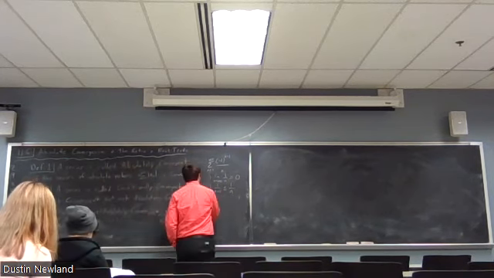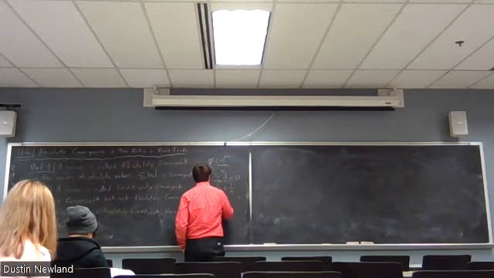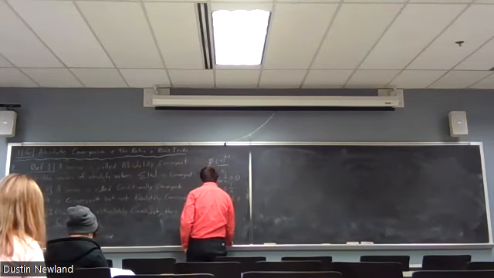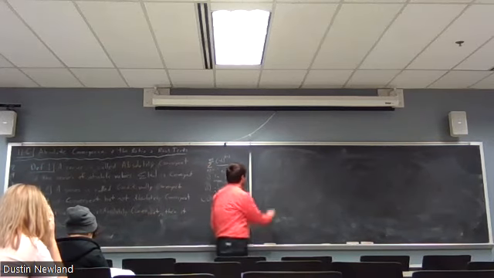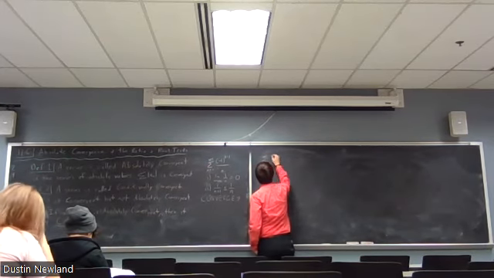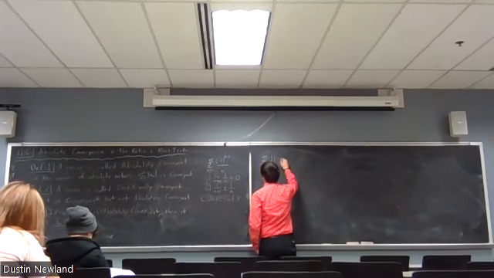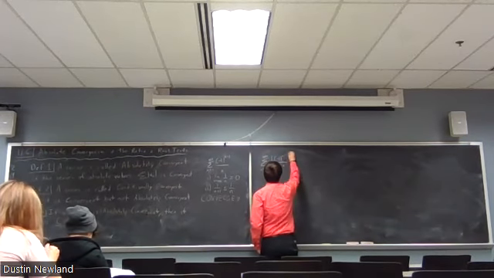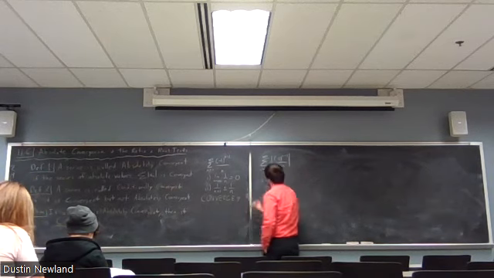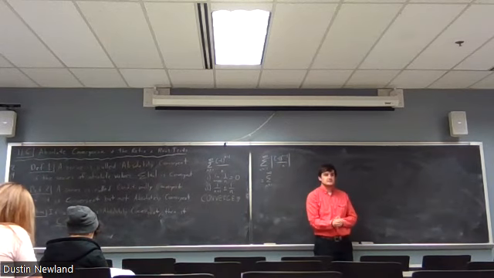Converges. Okay, good. However, let's take the absolute value of all the terms. So I'm going to take the absolute value of (-1)^(n-1) over n. So what is each term going to look like in this case? I take the absolute value of it.